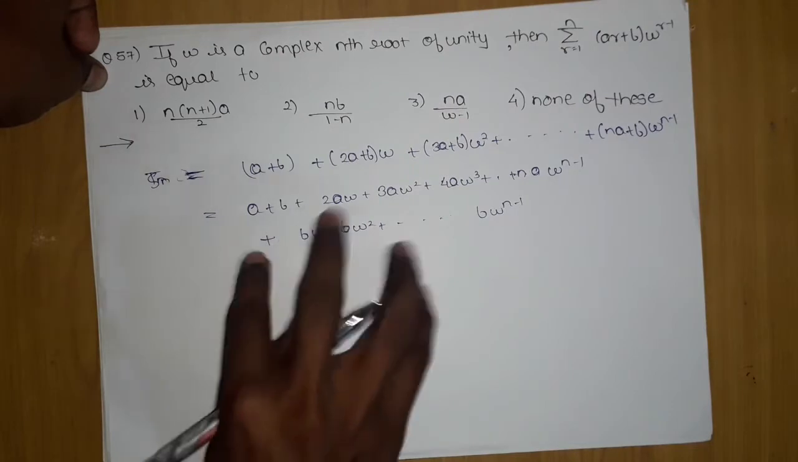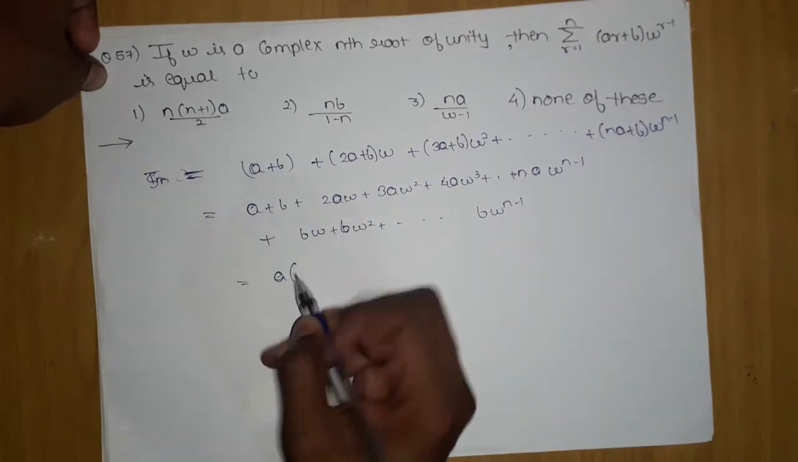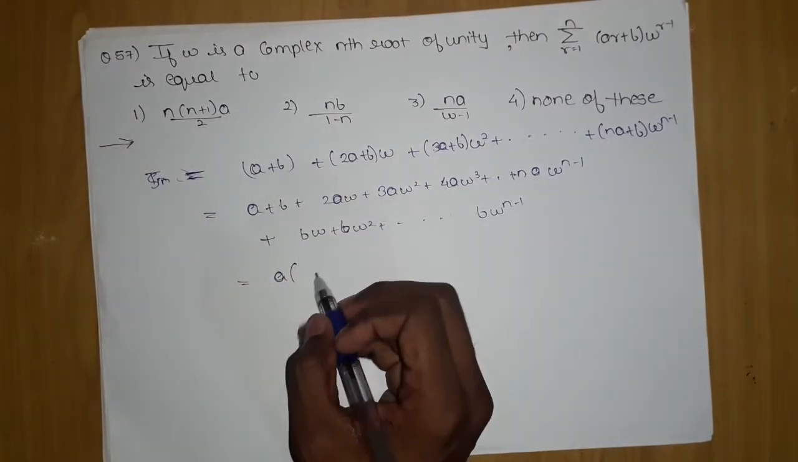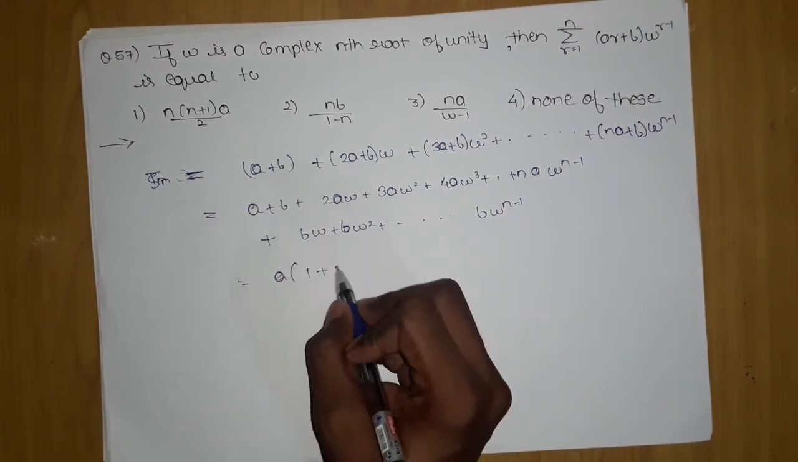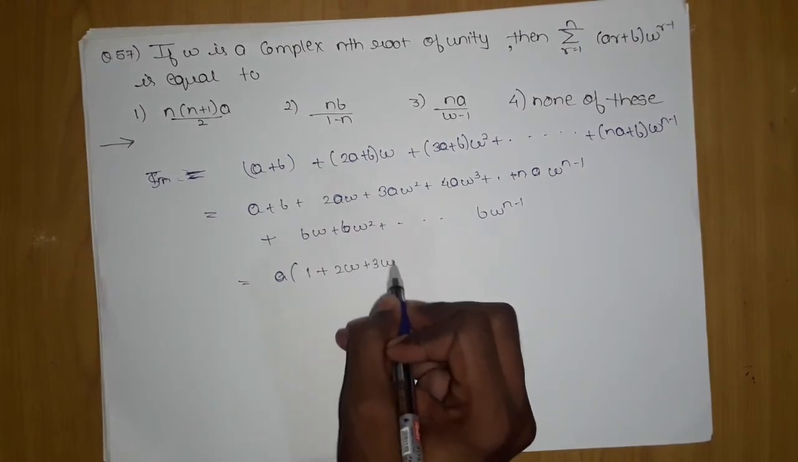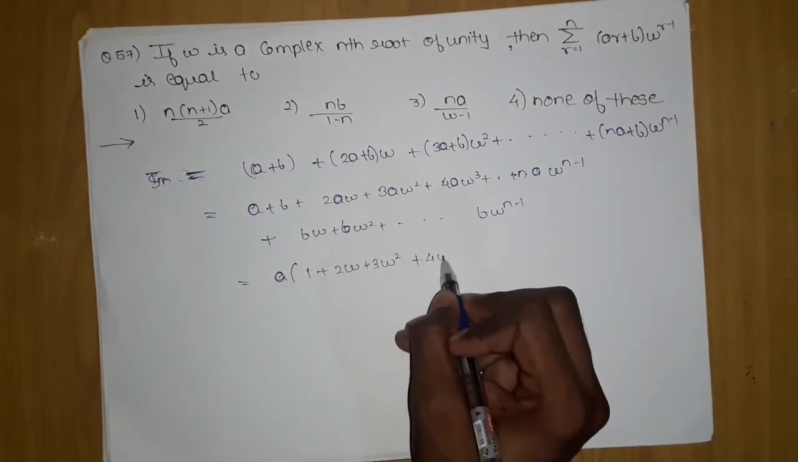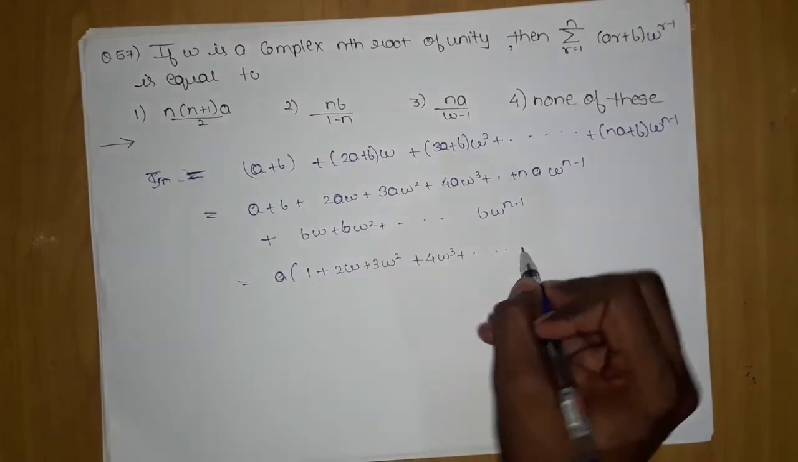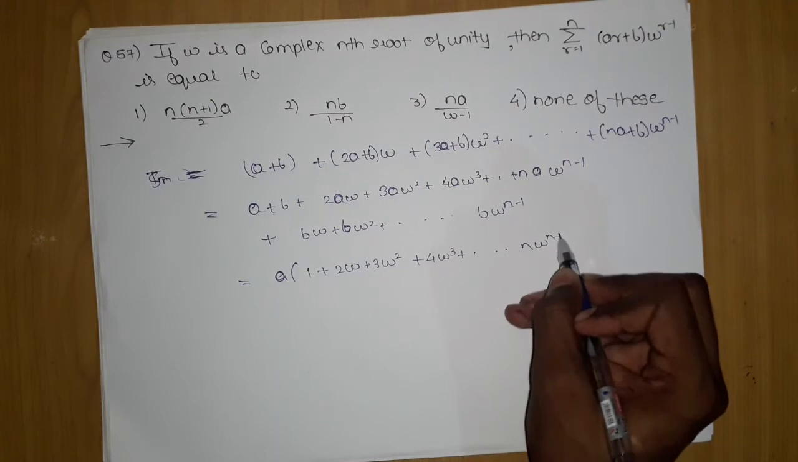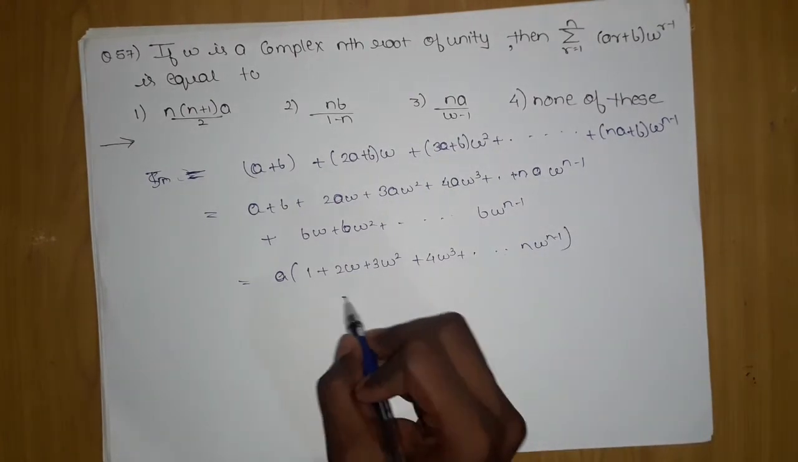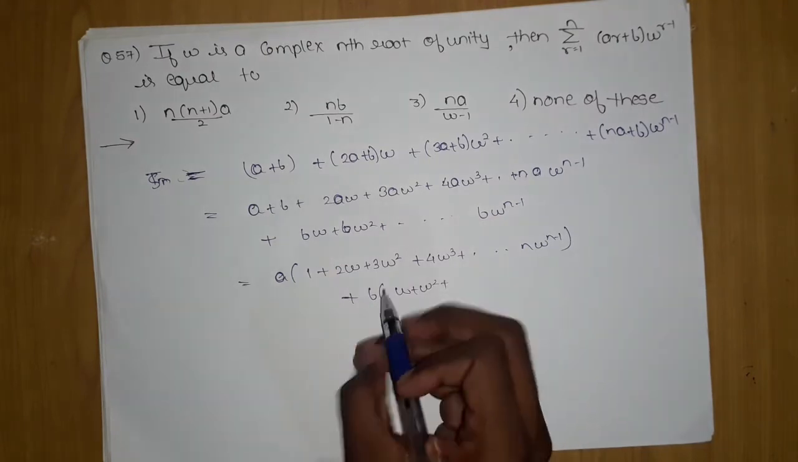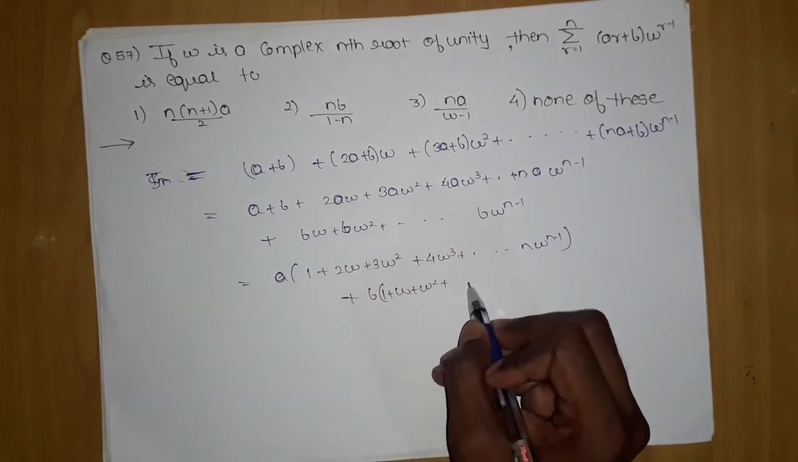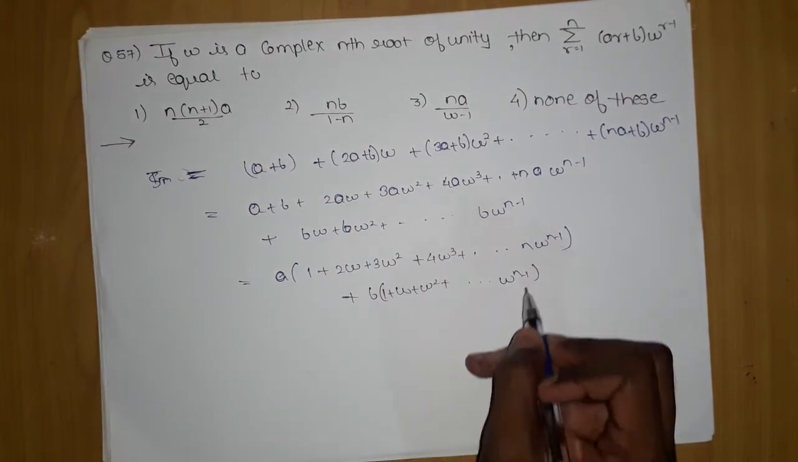So we will do what? We will take a common from this series and bring this b with this series. We will be left with 1 plus 2 omega, 3 omega square, 4 omega cube, and so on till n omega power n minus 1. Plus, if I take b common here, omega plus omega square, 1 plus omega square until omega power n minus 1 will be left.